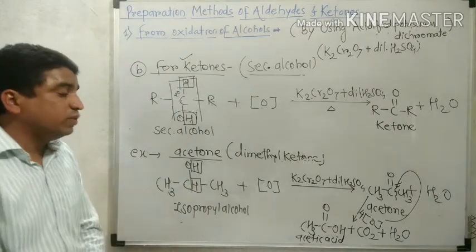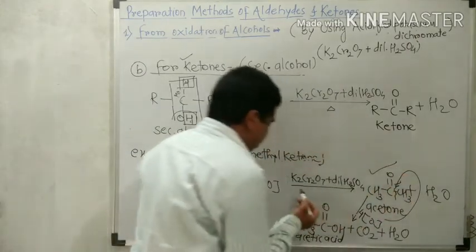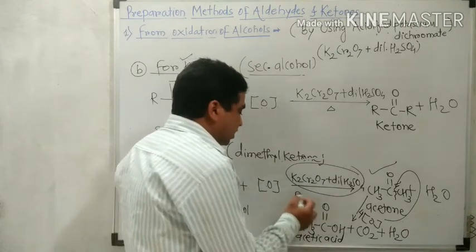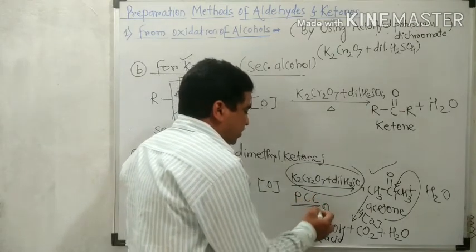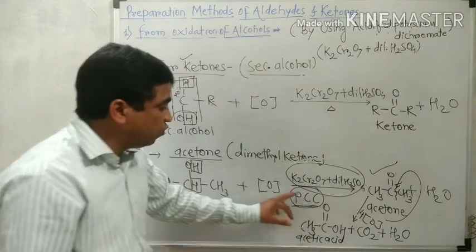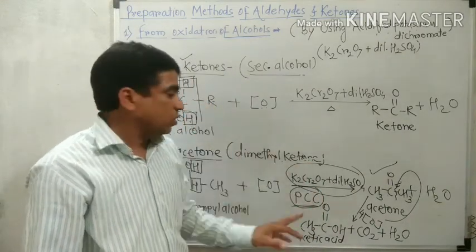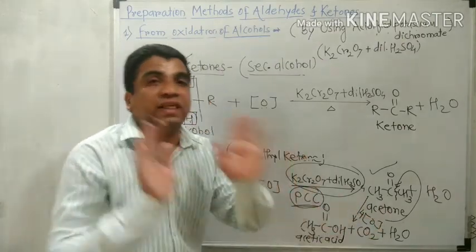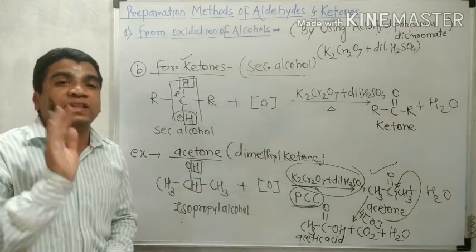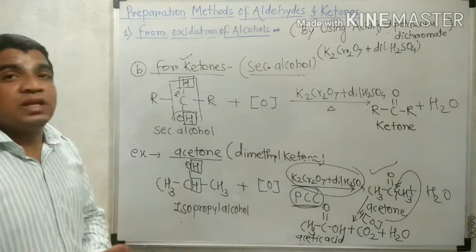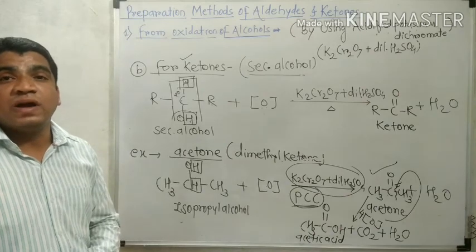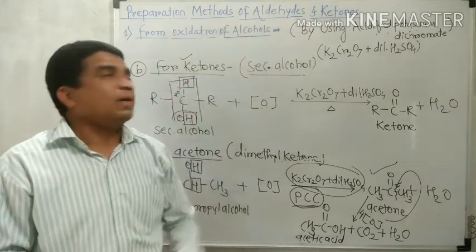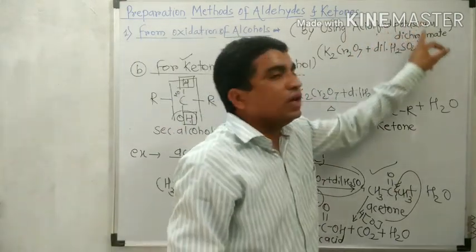If you want to stop the reaction at the stage of only acetone, then instead of K2Cr2O7 and dilute H2SO4, take the other option of oxidizing agent, that is PCC. If you write PCC on the arrow instead of K2Cr2O7 and H2SO4, write only the product as acetone, because the reaction stops at this stage. That is about the first method of preparation of aldehyde and ketone from the oxidation of alcohol by using acidified potassium dichromate.